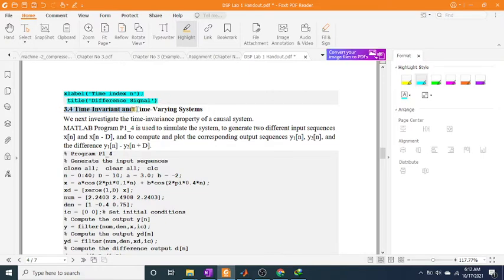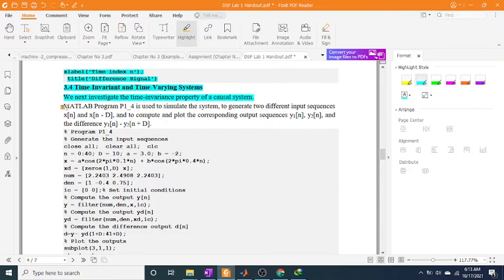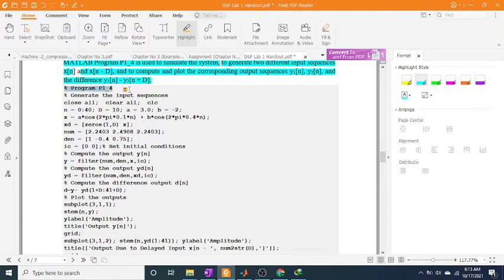3.4 Time invariant and time varying systems. We next investigate the time invariance property of a causal system. MATLAB program P1_4 is used to simulate the system, to generate two different input sequences x[n] and x[n-D], and to compute and plot the corresponding output sequences y1[n], y2[n], and the difference y1[n] - y2[n+D]. Program P1_4: generate the input sequences.